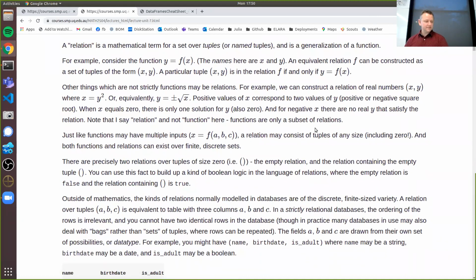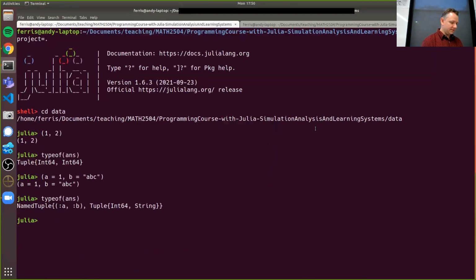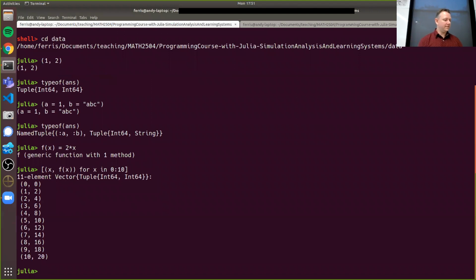So we can construct this relation. It's a set of tuples. We can say that a tuple (x, y) exists in this relation, defined by f, if and only if y is equal to f of x, okay? So let's say, as a shorthand, f of x equals 2 times x. The sort of tuples that we could have are things like (x, f of x) for x in, say, 0 to 10. So we can create a set of tuples, and a set of tuples is just a relation.